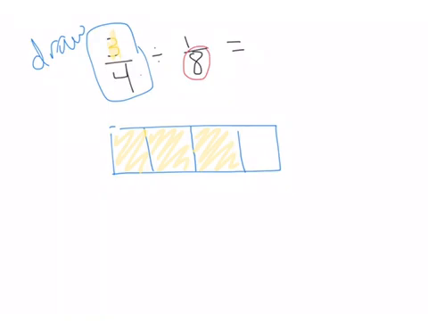So what I'm going to do is divide each of these pieces in half so that I have 8 pieces total. So here I am cutting each of them in half. Now if you look, I've got 1, 2, 3, 4, 5, 6, 7, 8 pieces, and 6 of those are shaded in. That makes sense. 6/8 is the same thing as 3/4.